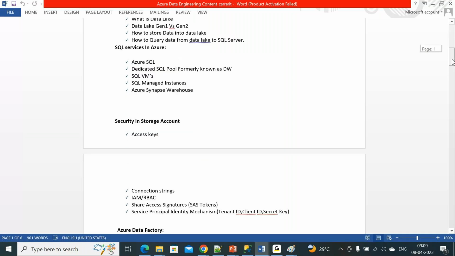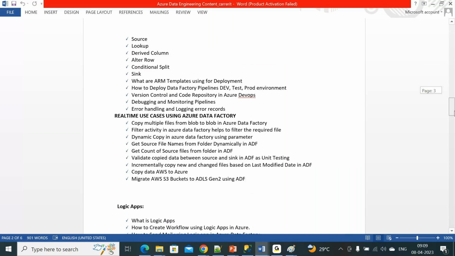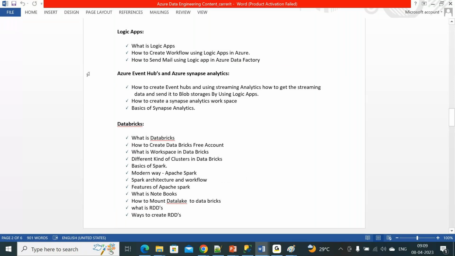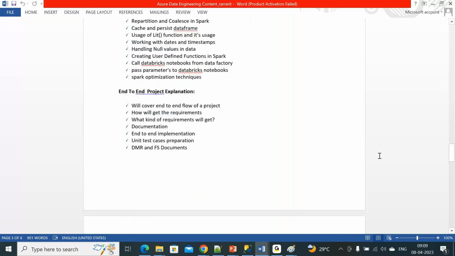Next, ADF, the zero coding tool as I said. Next, I will go with Event Hubs and Synapse. What is Synapse? Synapse Analytics is again a mixture of services. Then Databricks. And then I'll go for a project. In ADF I'll give a project. After Databricks I'll give you some project explanation and show you some real-time files, and resume preparation. So this is how we go.